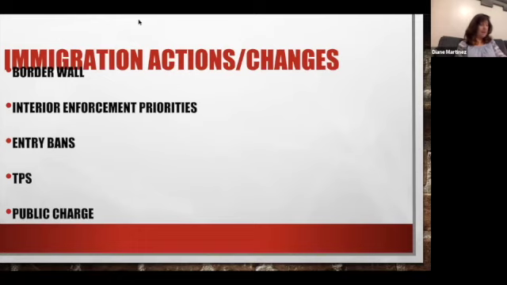Temporary protective status allows people provisional humanitarian protection from their home country because the home country has gone through something like an armed conflict, a natural disaster, or some kind of epidemic, and it has been determined that it is not safe for them to return to their home country.